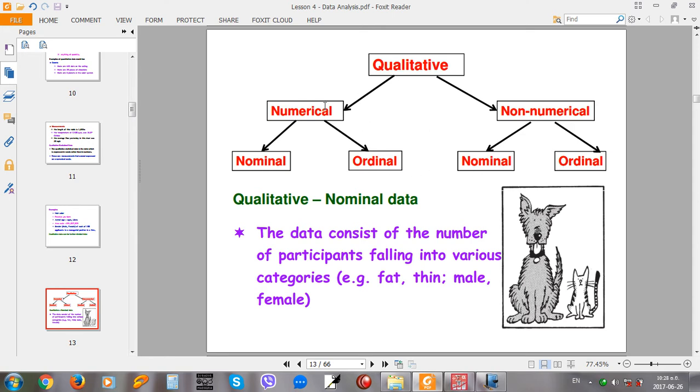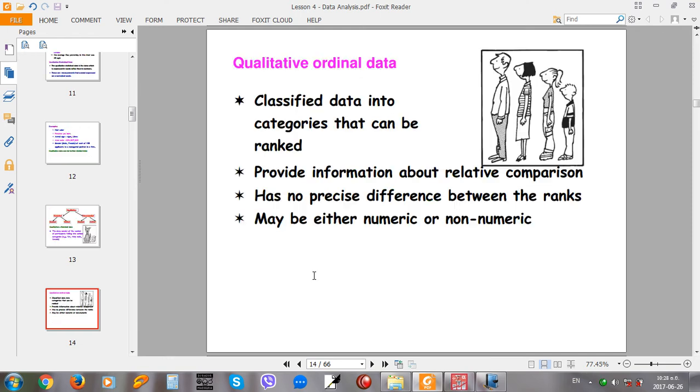You know that there are 4 scales. Earlier we talked about 2, that is ratio and interval. Here there are another 2, nominal and ordinal, altogether 4, right? Qualitative nominal data consists of the number of participants falling in various categories. Examples: fat, thin, male, female, those things are qualitative nominal data.